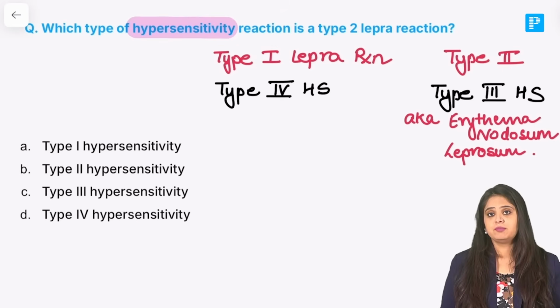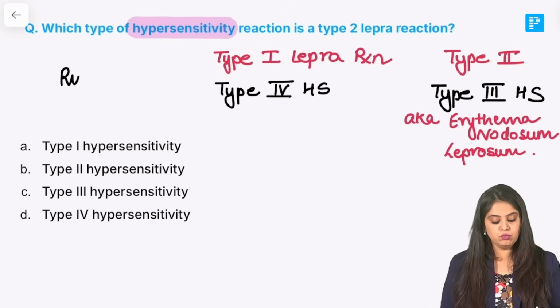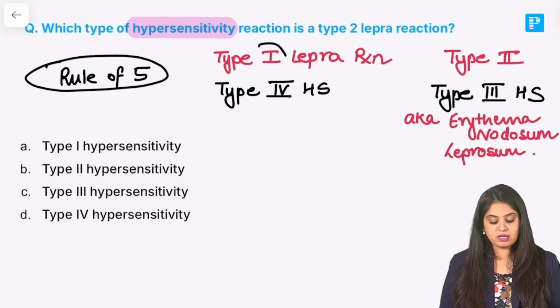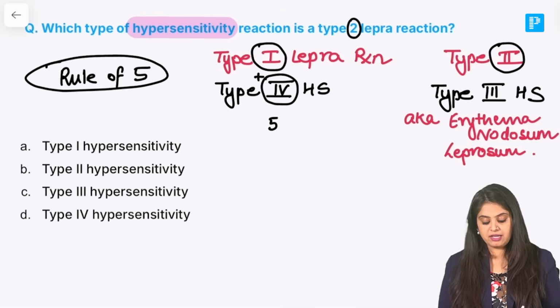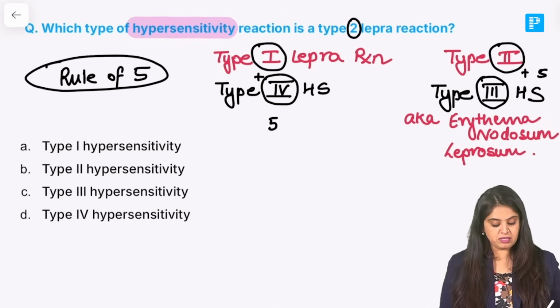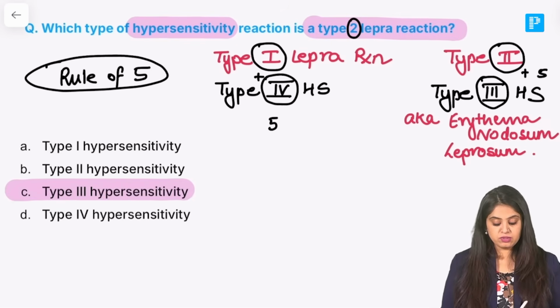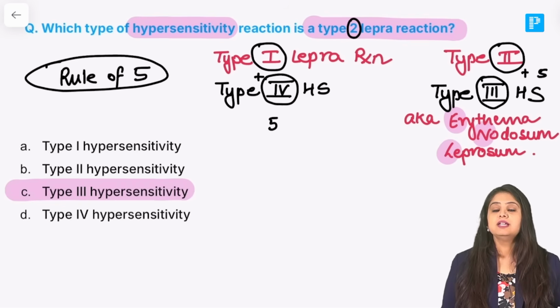If you have to know the hypersensitivities, you have to complete the rule of 5. Means that when you're confused which one was which hypersensitivity, the total should come out to be 5. So if you're talking about type 1 lepra reaction, then the type of hypersensitivity should be 4, because that is how my rule will be accomplished. If they are asking you type 2 lepra reaction, then the type of hypersensitivity should be 3, because then my rule of 5 would be accomplished. So for type 2, it is type 3 hypersensitivity. Do you know the other name of type 3 hypersensitivity? It is also known as erythema nodosum leprosum.